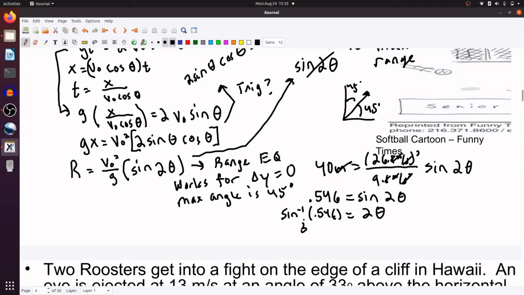I'm going to round it to 33.1 is equal to 2 theta. Divide both sides by 2. And that gives me roughly 16.5. So our angle is going to be 16.5. So if you get a problem where it's starting and ending at the same height, you could literally just use this little equation. If I could circle it.